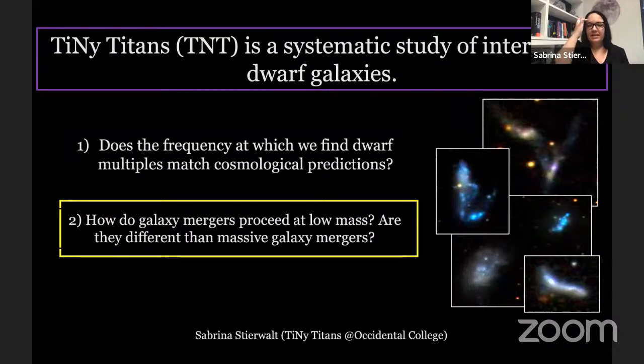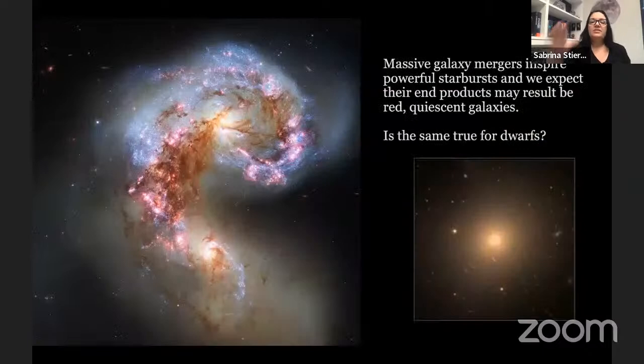Another thing that we're looking at with Tiny Titans, another question we're trying to address is, how do galaxy mergers proceed at low mass? Are they different than massive galaxy mergers? So the first question sort of looked at the frequency at which we find these things, but we're also trying to get into detail of the systems themselves and see if they look like massive galaxy mergers or not. So one thing that we know about massive galaxy mergers is that they can inspire powerful starbursts, like the Antenna galaxies shown here. And then we expect their end products may be red quiescent galaxies.